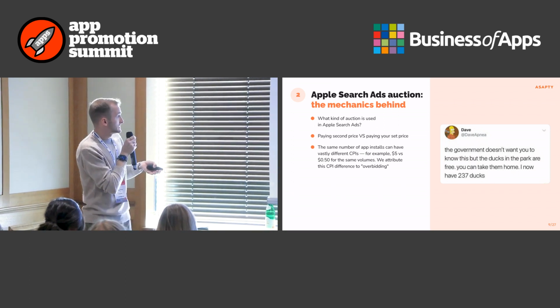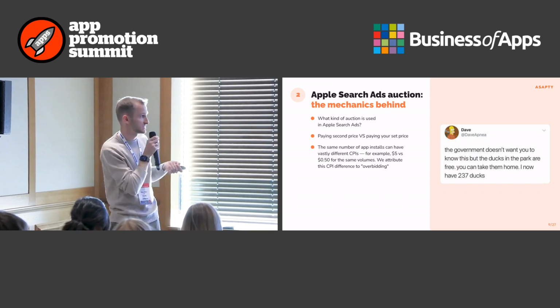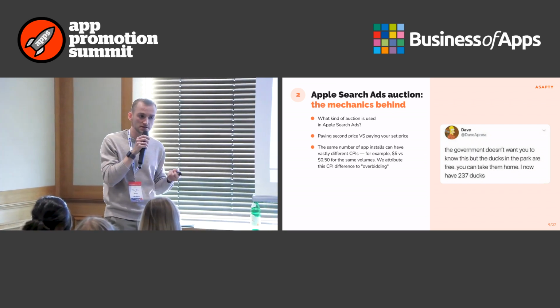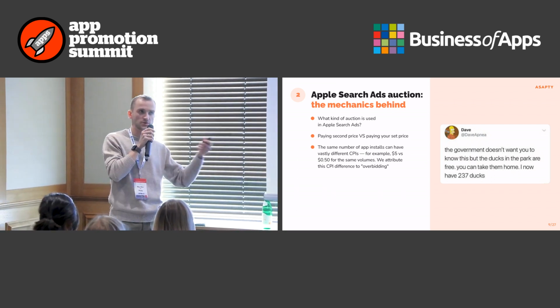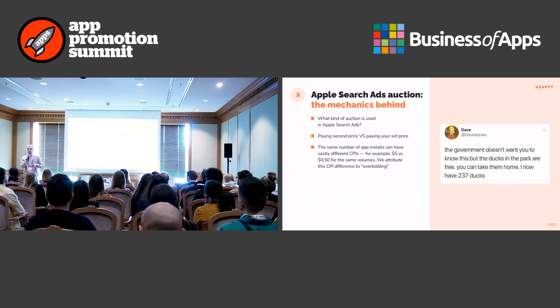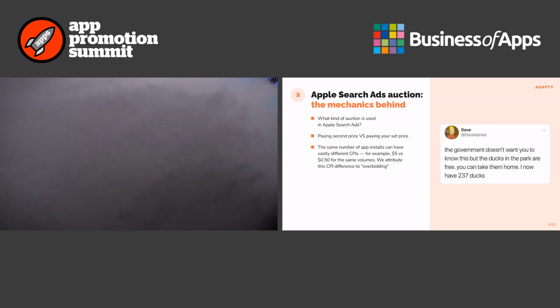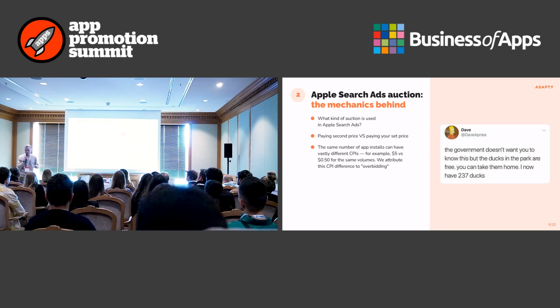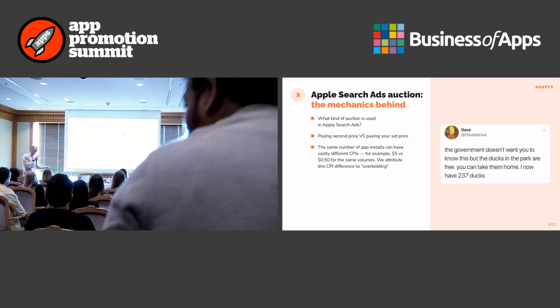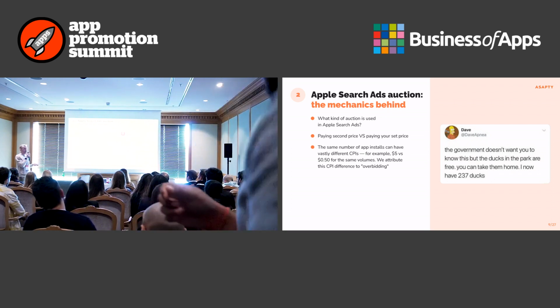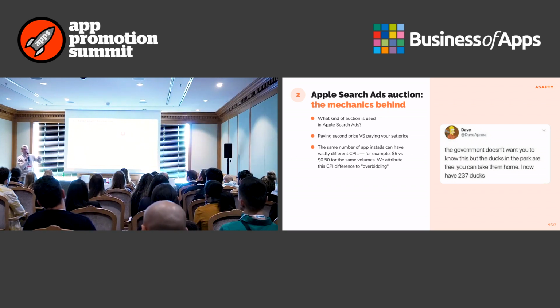And the reason why it happens is that Apple Search Ads doesn't have a second price auction, where, for example, your competitor's bid is $1, your bid is $10, and you pay 1.01. It's not like that. A second price auction is common in all other ad networks except Apple Search Ads. In Apple Search Ads, if you place a higher bid, you will just pay a bigger amount of money for the same volume. That's weird, but that's true.